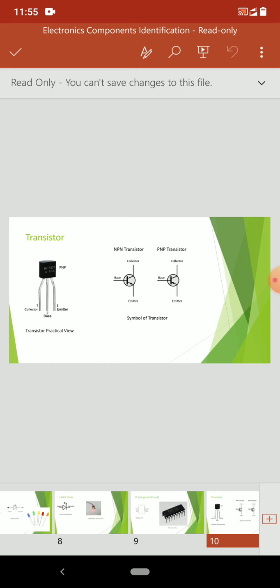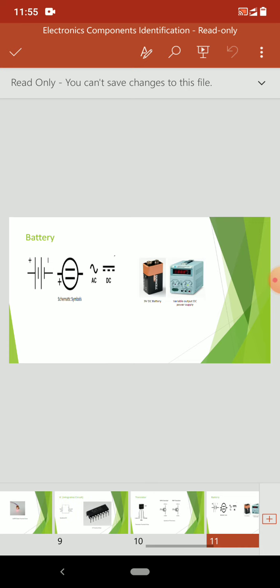In the practical view of transistor, it has three terminals, collector, base, emitter. Terminal 1 is collector, terminal 2, the middle terminal, is the base terminal, and terminal 3 is the emitter terminal. This transistor is a miniature electronic component that can do two different jobs. It can work either as an amplifier or as a switch.